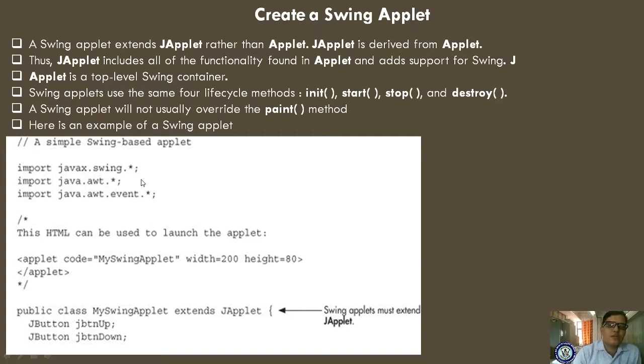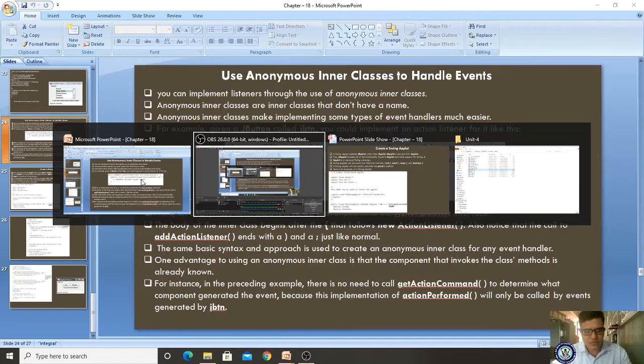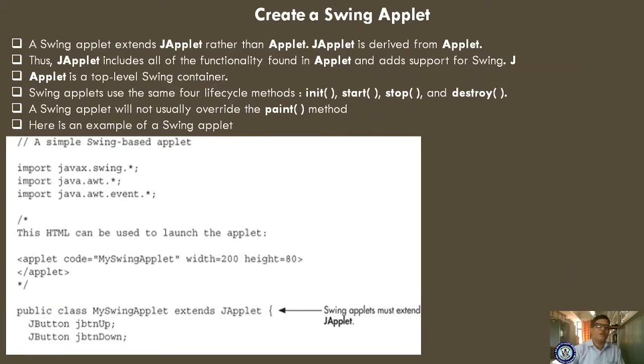Import javax.swing.*, import java.awt.*, import java.awt.event.*. Now we will see this program. Yes, first we import these packages. These packages are compulsory. These are the packages we are going to use in our swing programs.